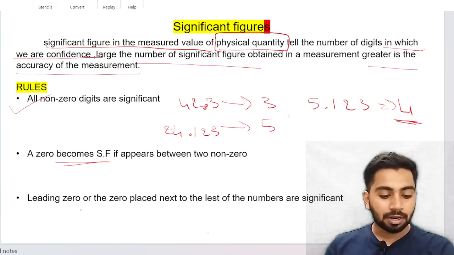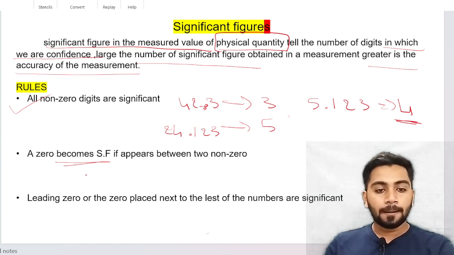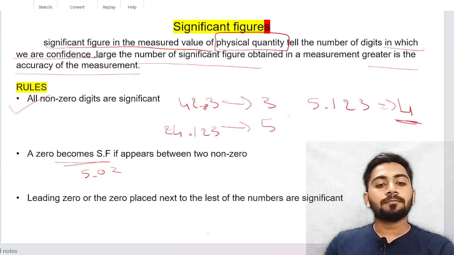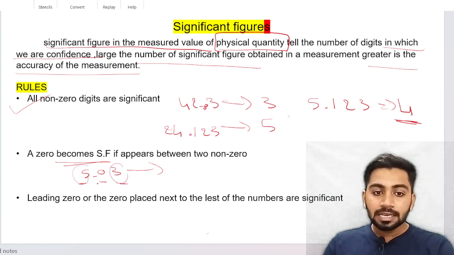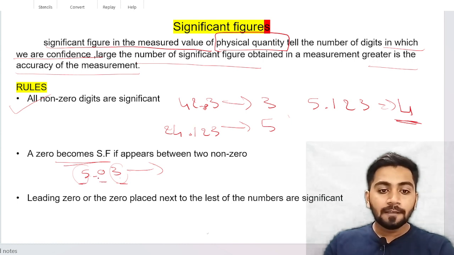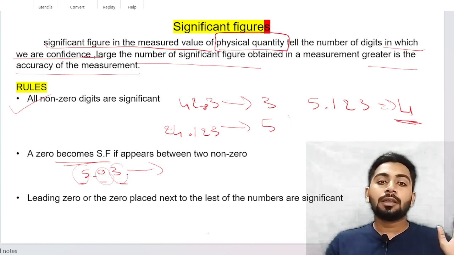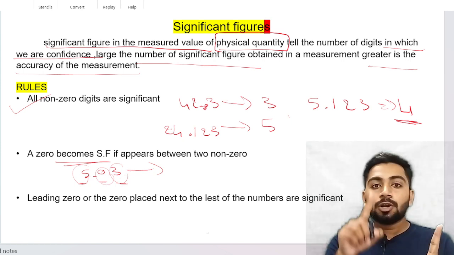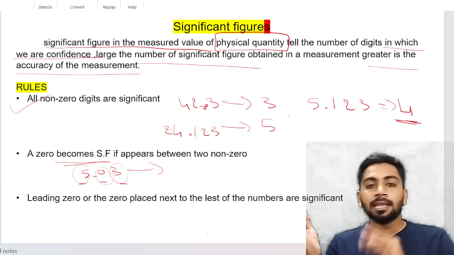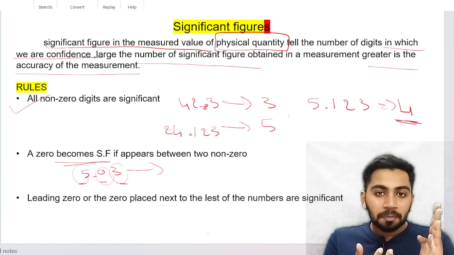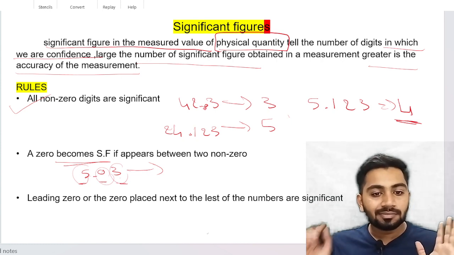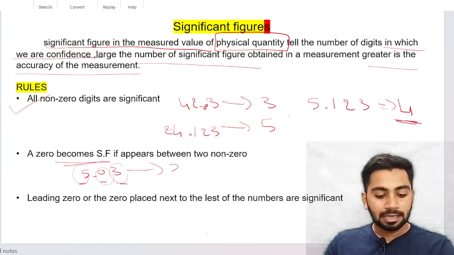Let's see one example, 5.03. Now the 0 is between this number and this number. Both are significant, so the zero between two significant numbers we take as significant only. Suppose on a bench, this side and this side two idiots are there, then the center person will also become an idiot. So here the significant figures are 3.